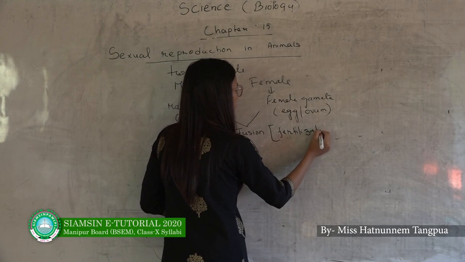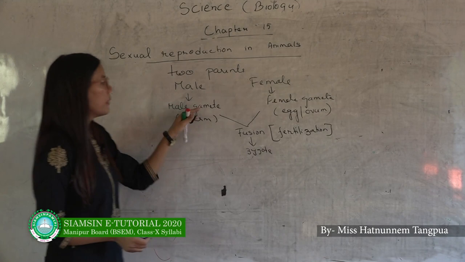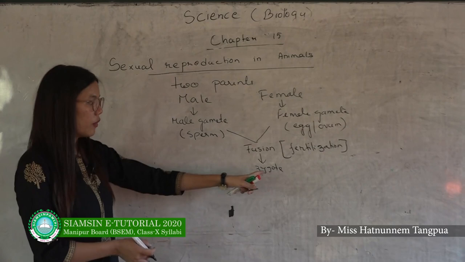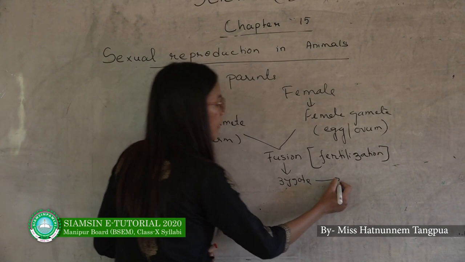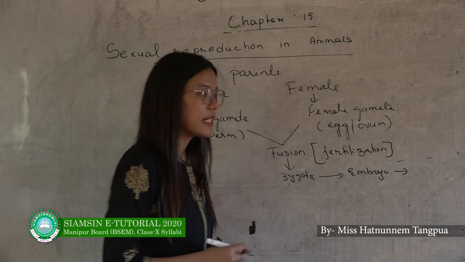After fertilization, the zygote will be formed when the male gamete and female gamete fuse. The zygote is a single cell. It will undergo repeated cell divisions to form the embryo. The embryo will undergo several repeated cell divisions to form a new organism or new individual.